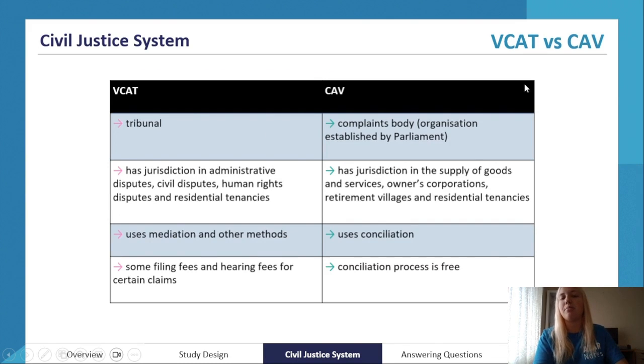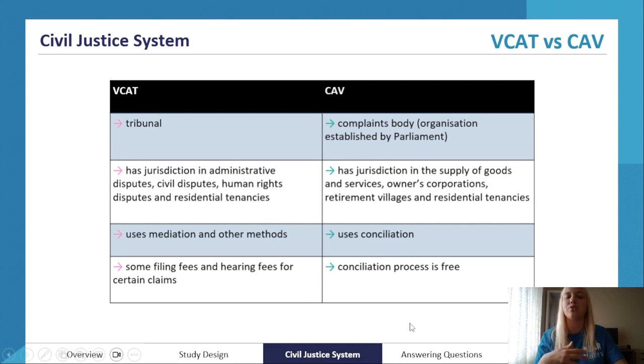So you need to be able to compare VCAT with CAV. VCAT is a tribunal. CAV is a complaints body, and it's actually established by Parliament, even though it's considered independent. We've got their jurisdiction outlined. It's easier to just remember for CAV, tenants against landlords and consumers against businesses, and we can see VCAT's jurisdiction: any administrative disputes, civil disputes, human rights, residential tenancies. So it covers anything within the civil justice system.